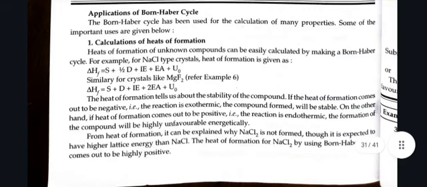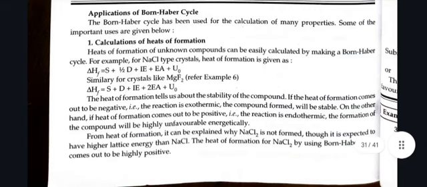The heat of formation tells us about the stability of the compound. If the heat of formation comes out to be negative, that is the reaction is exothermic, the compound formed will be stable. On the other hand, if heat of formation comes out to be positive, that is the reaction is endothermic, the formation of a compound will be highly unfavorable energetically. From heat of formation, it can be explained why NaCl2 is not formed, though it is expected to have higher lattice energy than NaCl. The heat of formation for NaCl2 by using Born-Haber cycle comes out to be highly positive.